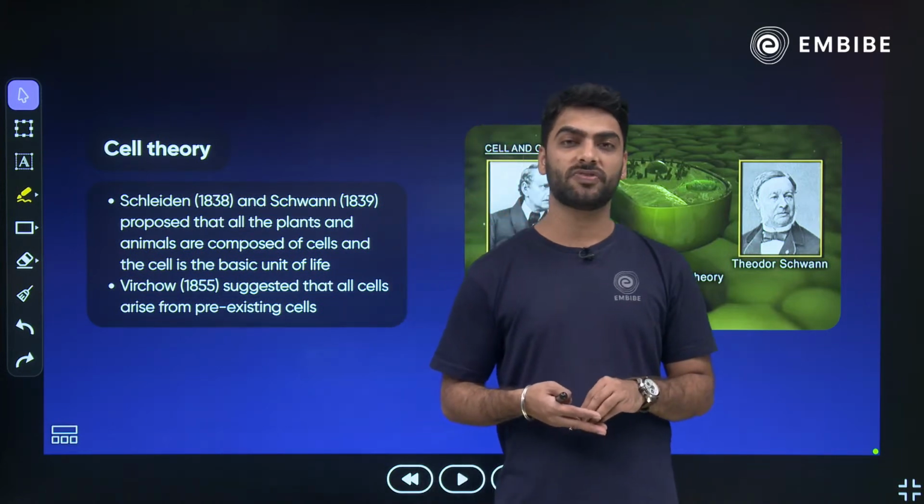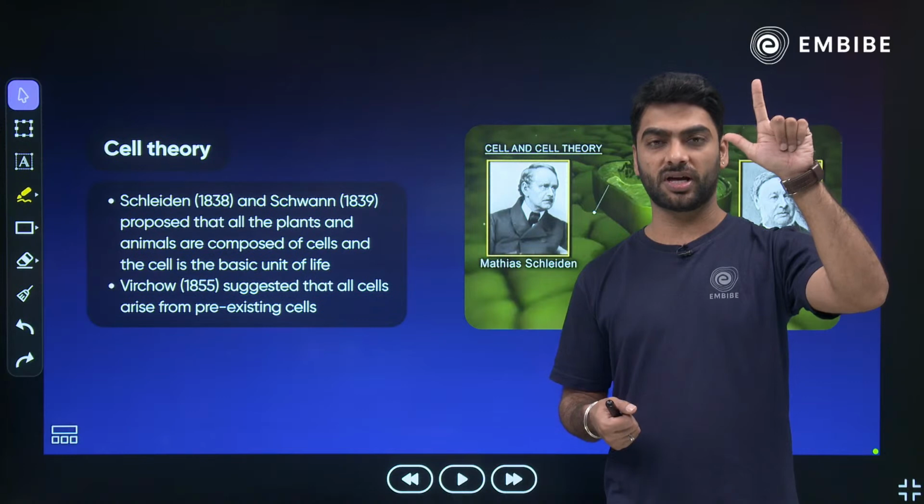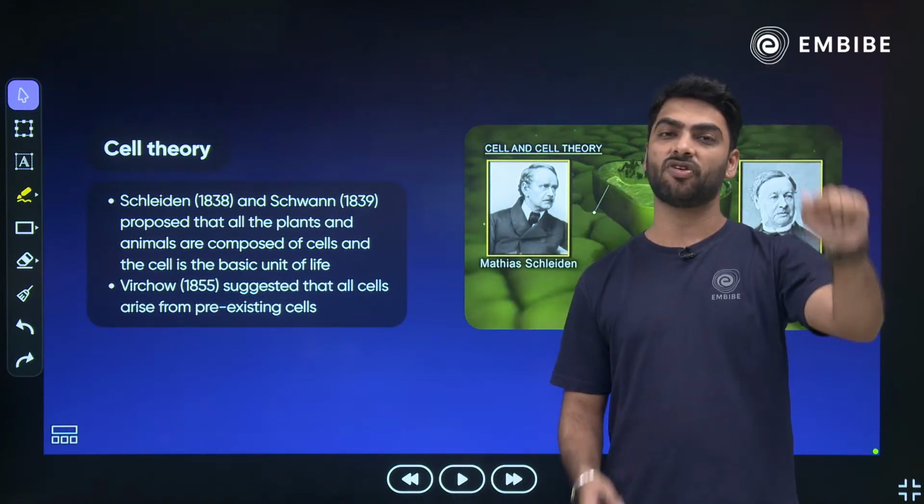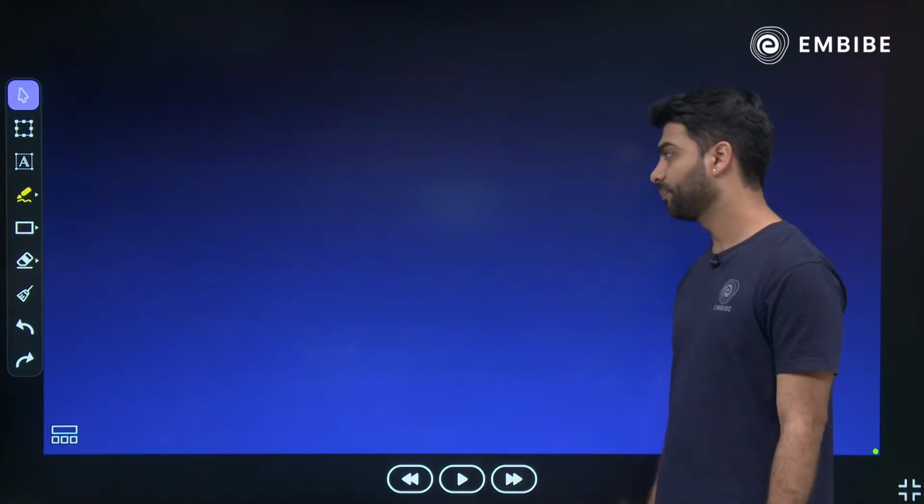So what are the postulates of the cell theory? Cells are the fundamental unit of life, all living organisms are made of cells, and cells arise from pre-existing cells. These are the three postulates of the cell theory.